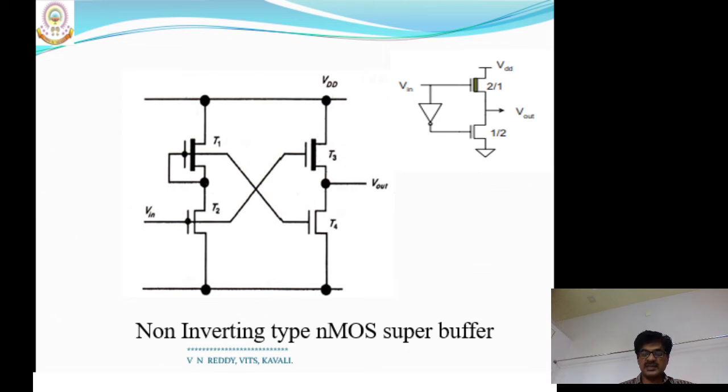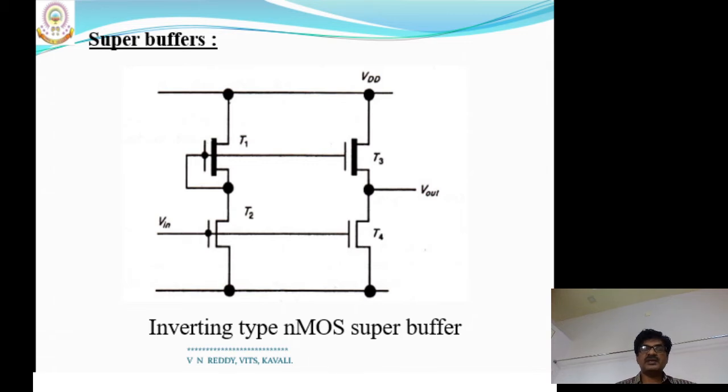Clear? Is it clear how this one improves the speed? Because it supplies more current to charge the capacitor, it increases the speed. That driving current is directly proportional to the gate voltage of transistor T3, and without T3 it is proportional to the gate voltage of T1. Now the gate voltage of T3 is greater than the gate voltage of T1. That is why the super buffer can drive a large current to charge the capacitor. Okay, understand?